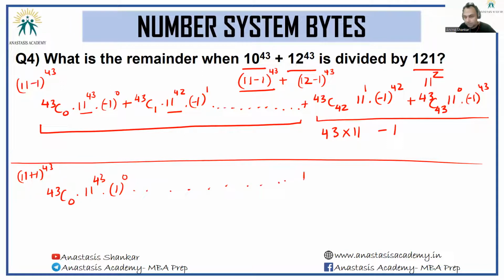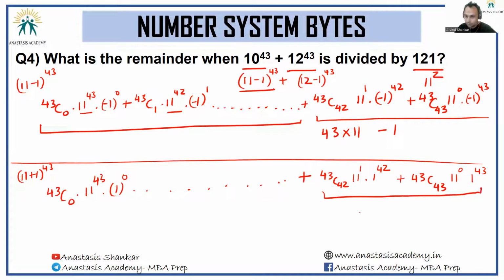All the terms would be multiples of 121 except the last two, which would be 43C42, 11 raised to the power 1 into 1 raised to the power 42, plus 43C43, 11 raised to the power 0 into 1 raised to the power 43. So just for the last two terms, what I would get is 43 into 11 plus 1. I need the summation of these expressions. What remainder do they leave upon division by 121?